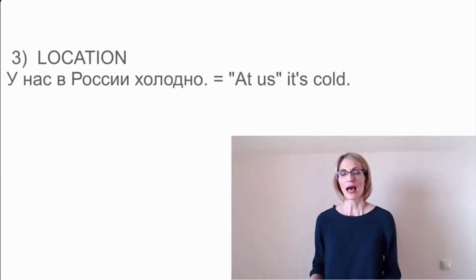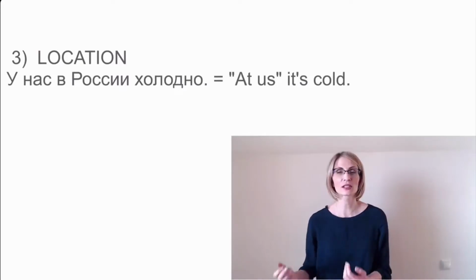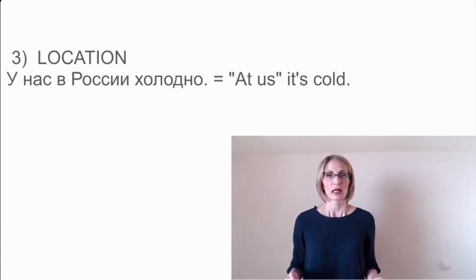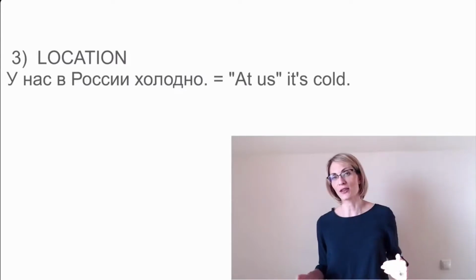Very good. I think I have already mentioned the fact that у меня is about where you are, at you, by you, where you are located. In this sense, we can use the у меня construction without есть to show location. For example, у нас в России холодно. At us, by us, it's cold in Russia. Where is it cold? Где холодно? У нас, where we are. So this construction now answers the question where.